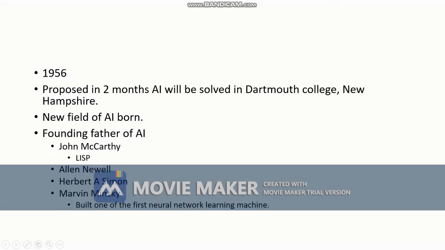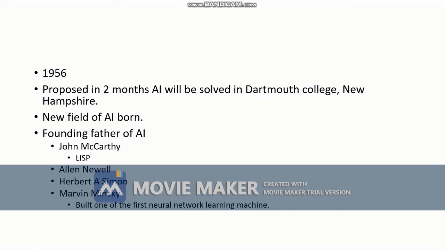So in 1956, a group of four people proposed that they were going to solve all the AI problems in 2 months, and they thought of doing it at Dartmouth College, New Hampshire. So that was the idea.